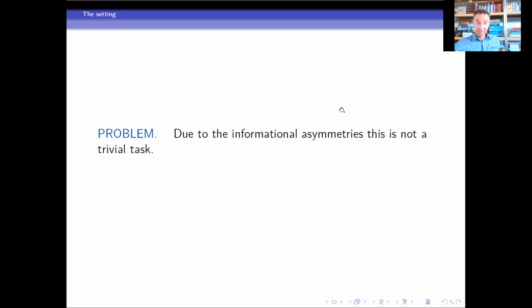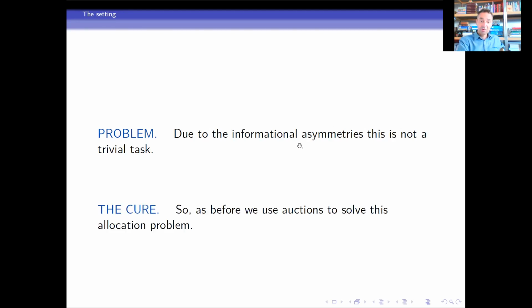Like I said, we have information asymmetries, and we're going to use auctions to solve this one. Of course, like I said, we can also think of many other market designs or trading platforms to solve this problem, but we are going to use auctions.